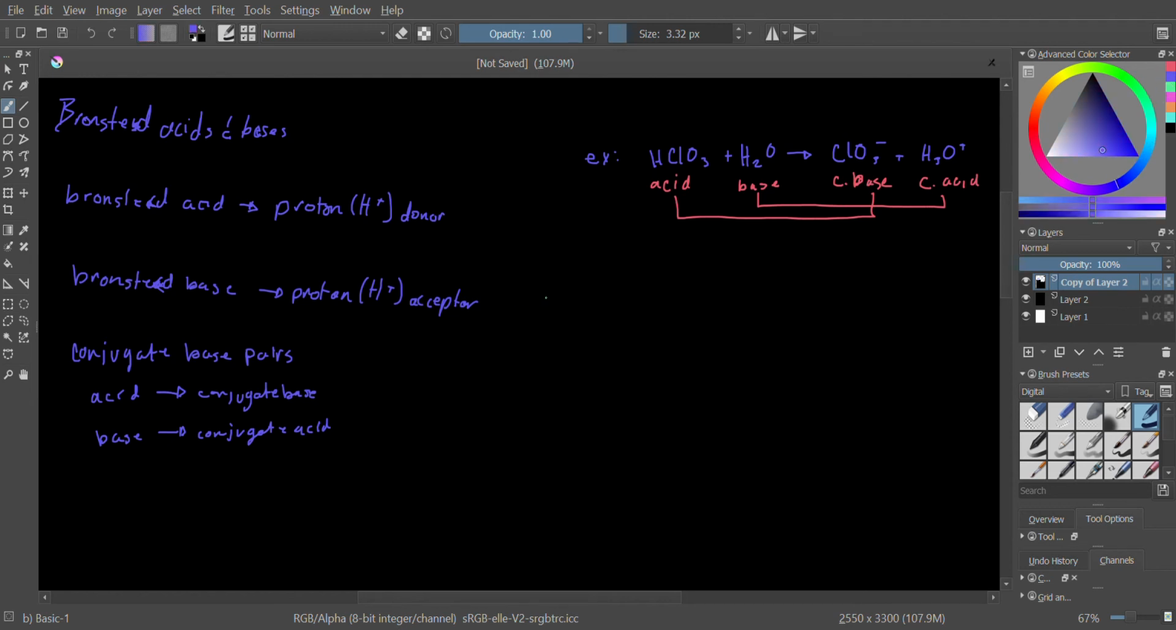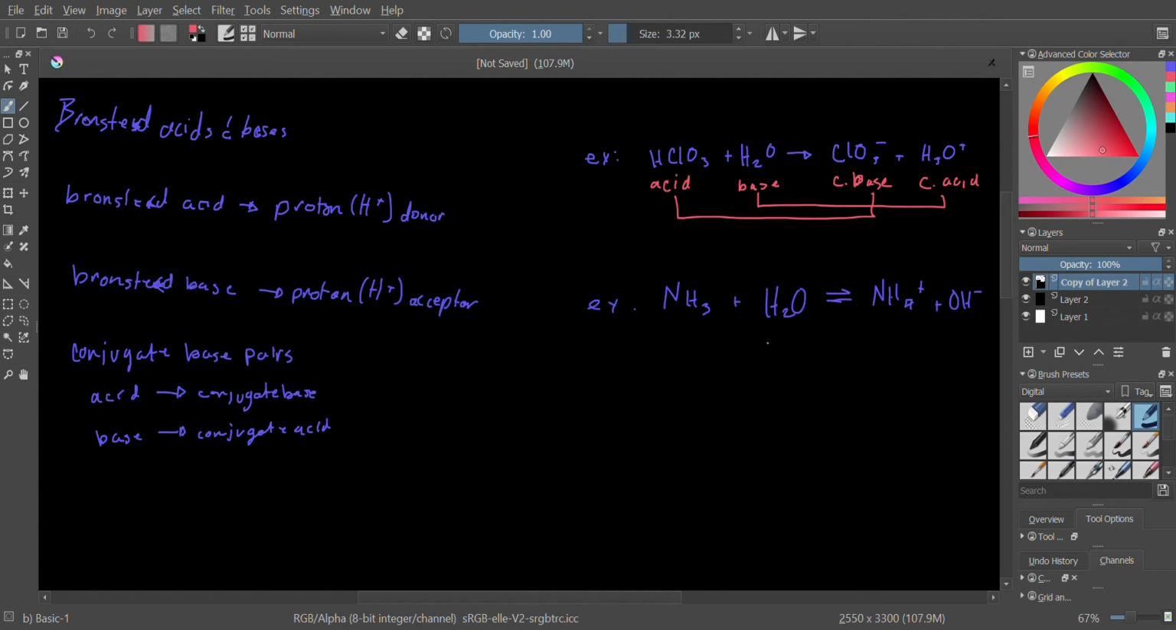So then let's do another example with ammonia plus water yields NH4 plus OH minus. So then, okay, water's funky because water can be both an acid or a base. It just depends on what it's reacting with. So then take for instance this one.